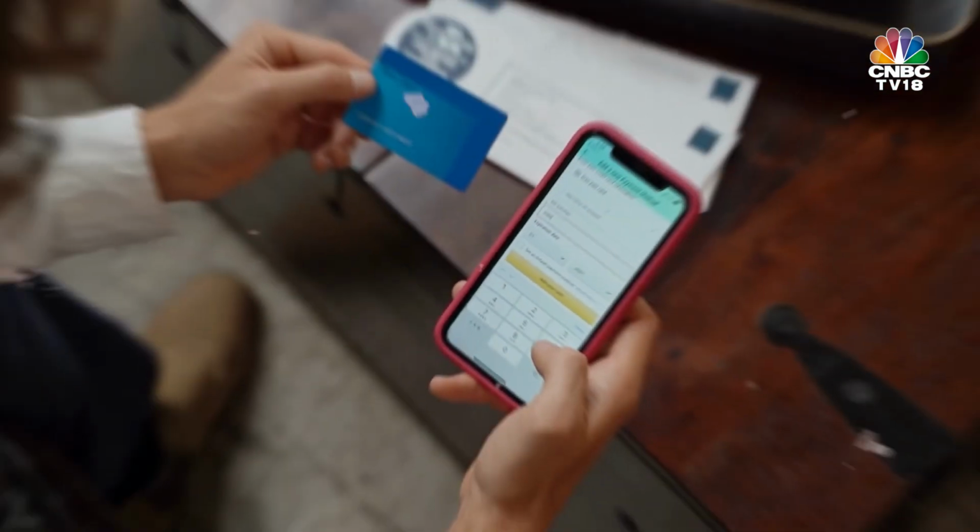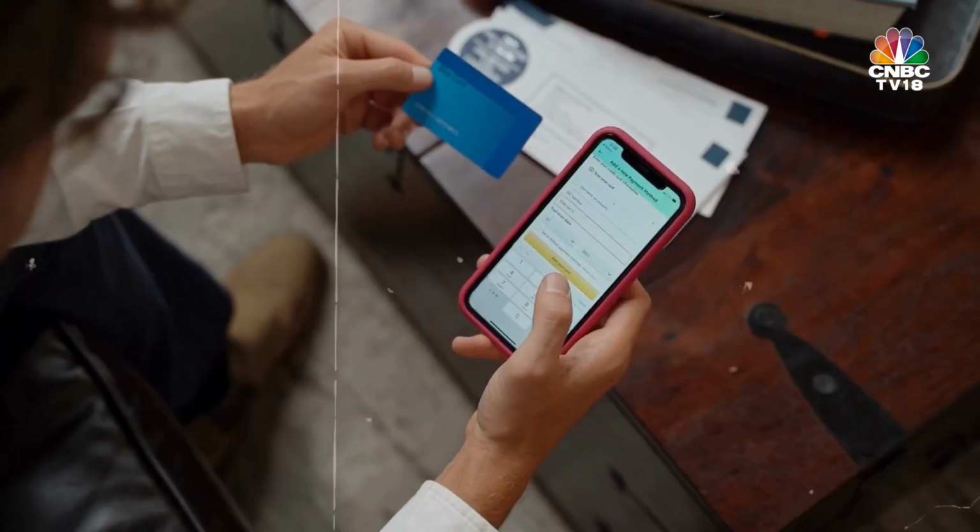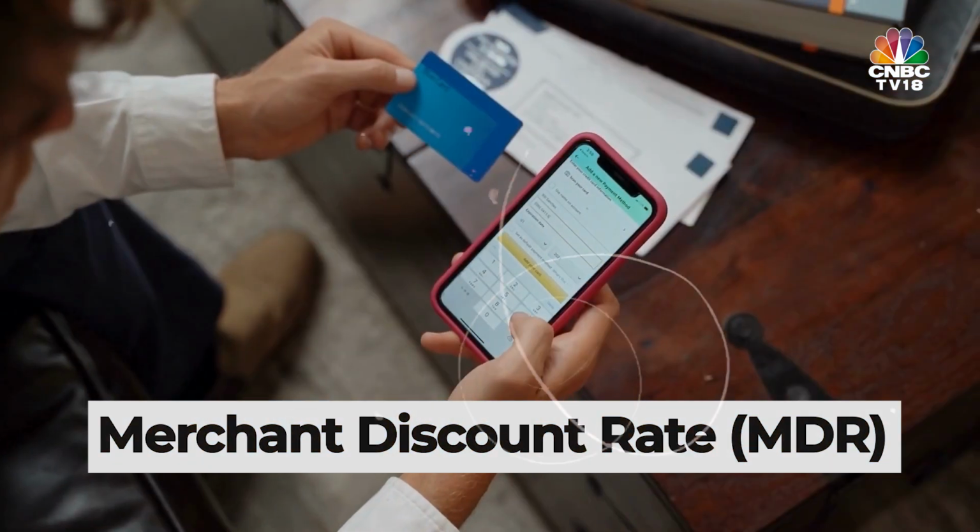Well, today we're diving into a topic that affects almost every digital payment that you make, and it's called the merchant discount rate or MDR. It may sound technical, but don't worry, we're going to break it down in the simplest possible way. So let's start with the basics.